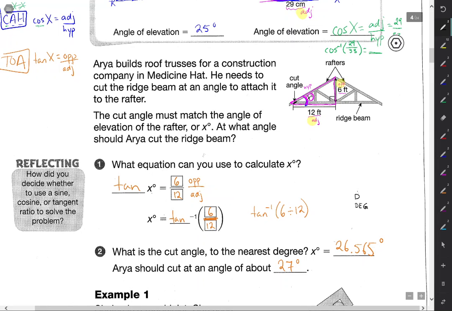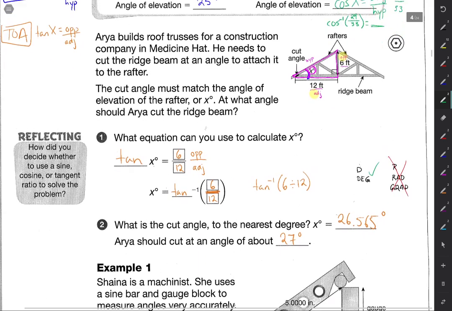So that would be good. But if it has R or rad or G rad on it anywhere, that is no good. That will give you the incorrect answer. So these two are good, but if your calculator says rad or G rad, then that's no good.